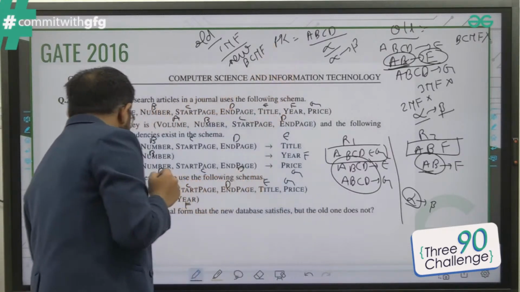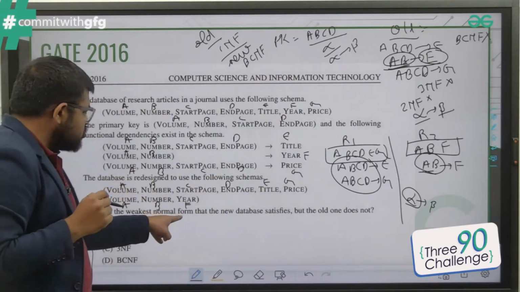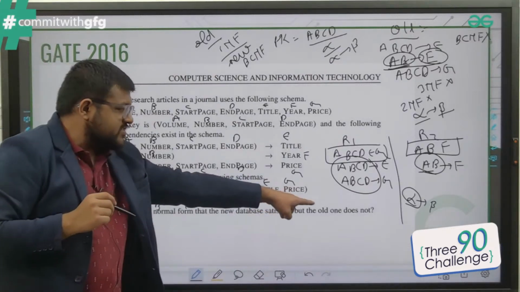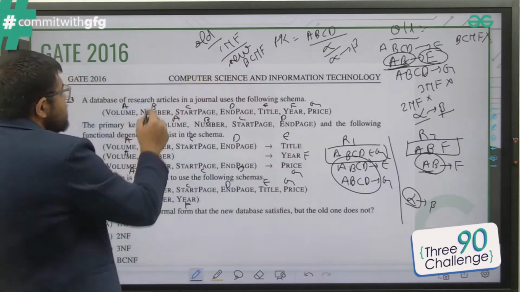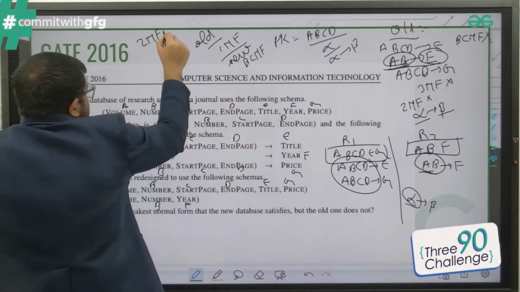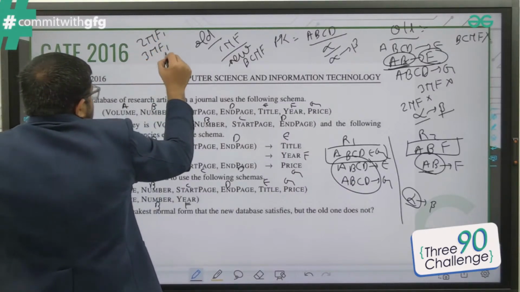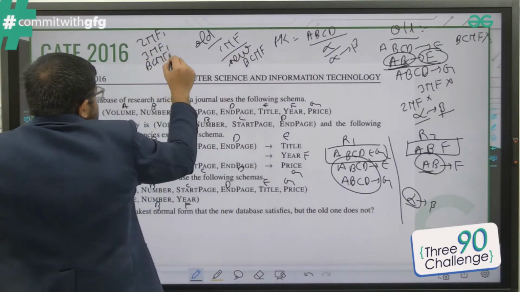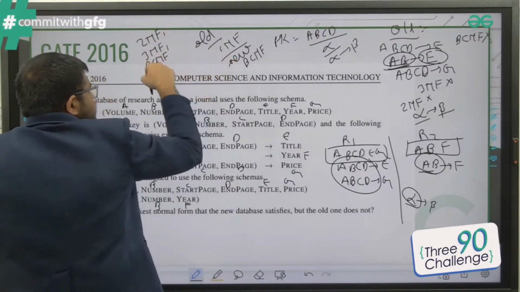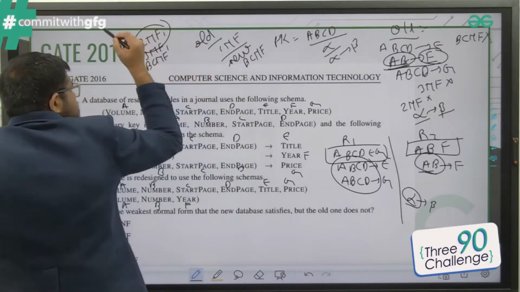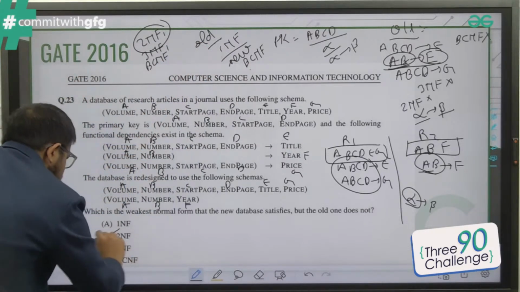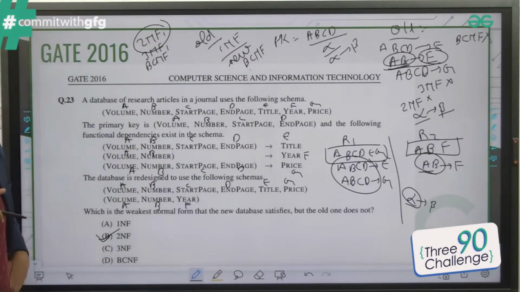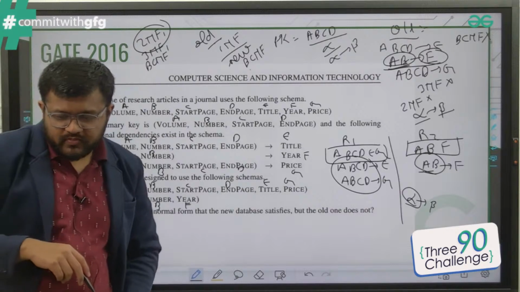Now what does the question ask? What is the weakest normal form that the new database satisfies but the old does not? The new satisfies 2NF, 3NF, and BCNF, which the old does not. But out of these, which is the weakest? The weakest is 2NF, satisfied by new but not by old. So your answer will be 2NF, not BCNF. Okay, be clear. Don't make such mistakes.